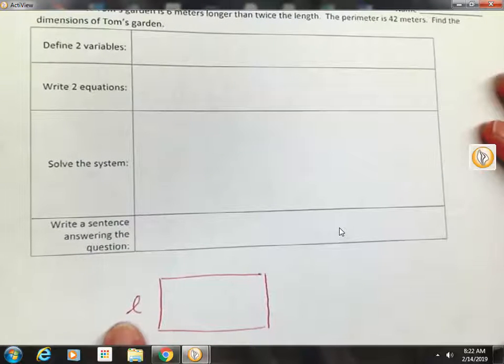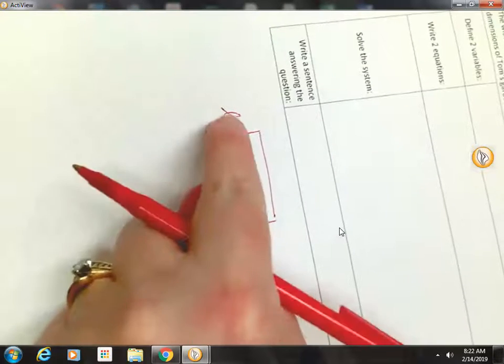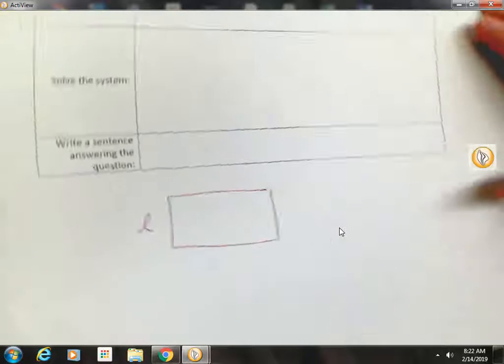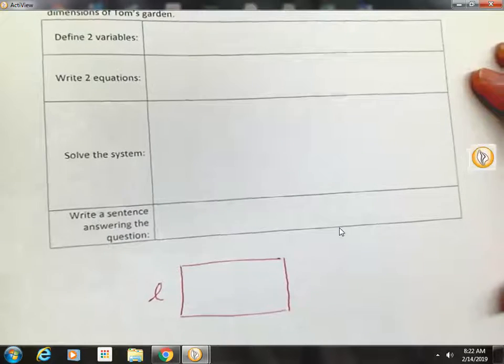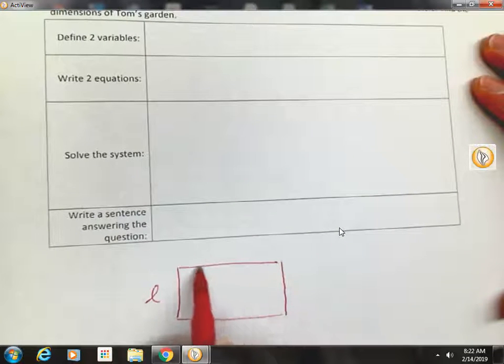It doesn't matter which is which, does it? We could always flip that garden on its side. See what I mean? We could flip it like this, couldn't we? This could be length. It doesn't really matter. So the width, we'll call this our width.